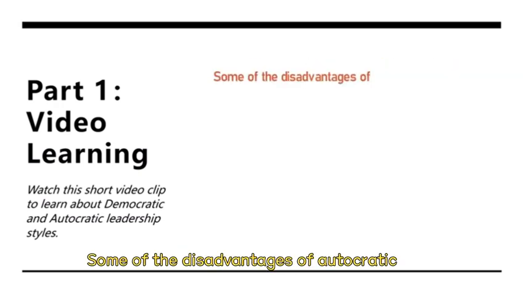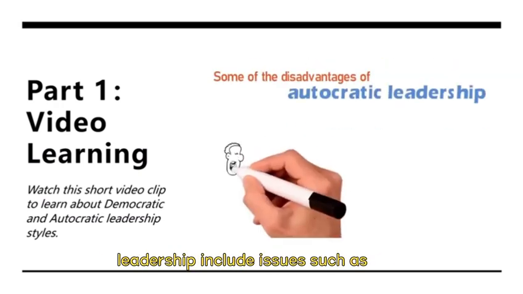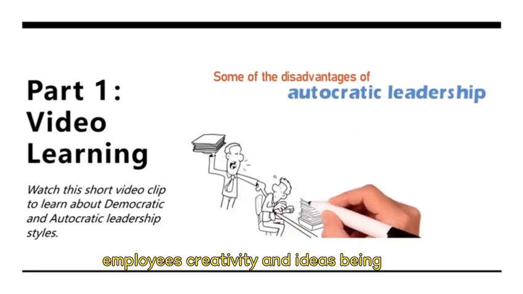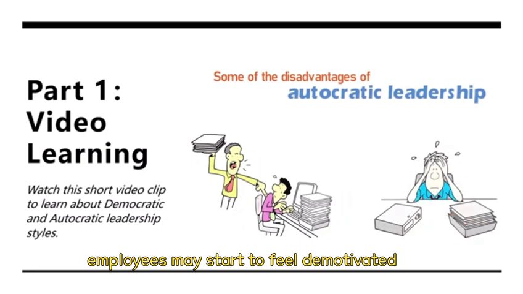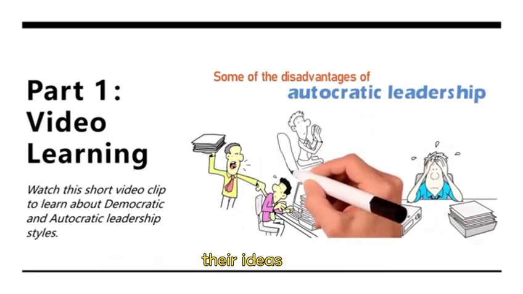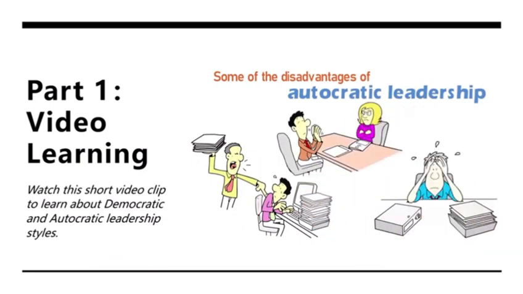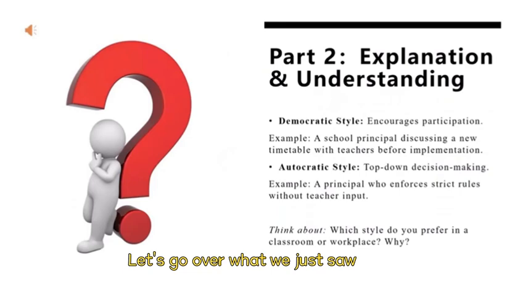Some of the disadvantages of autocratic leadership include issues such as employees' creativity and ideas being ignored. As well as this, employees may start to feel demotivated because they are not getting to share their ideas or take on any responsibility.